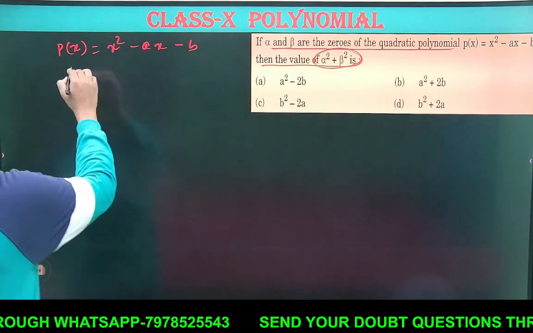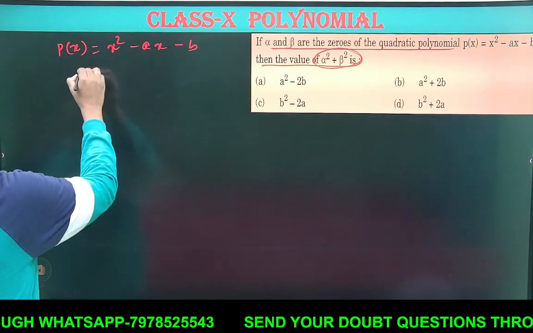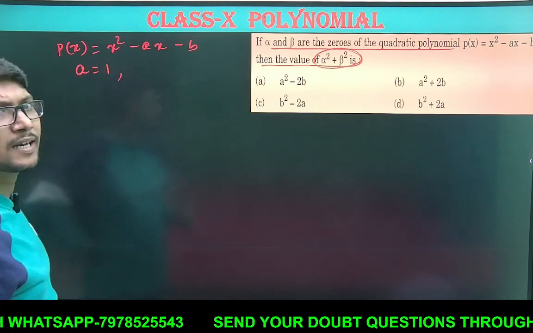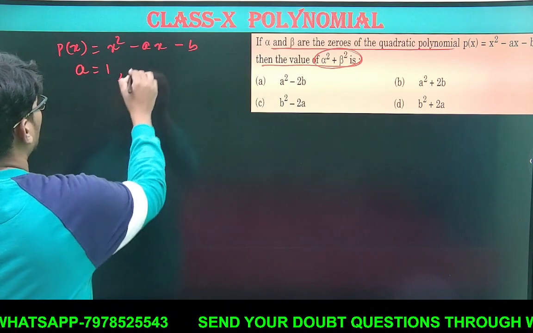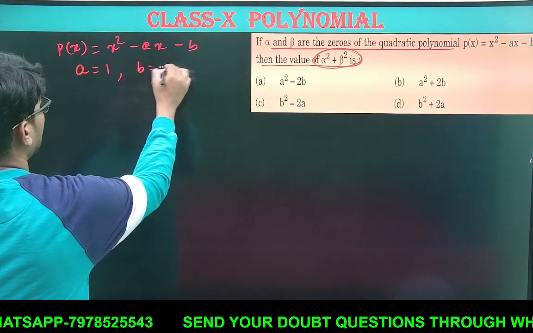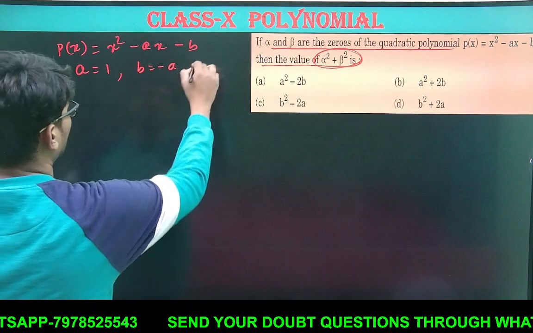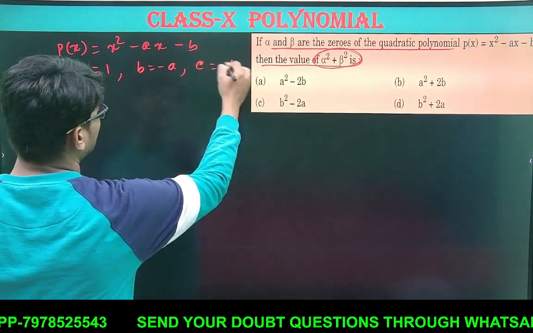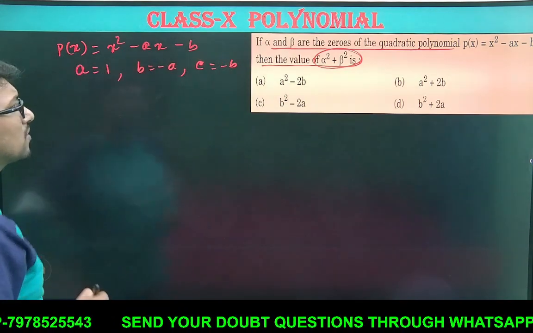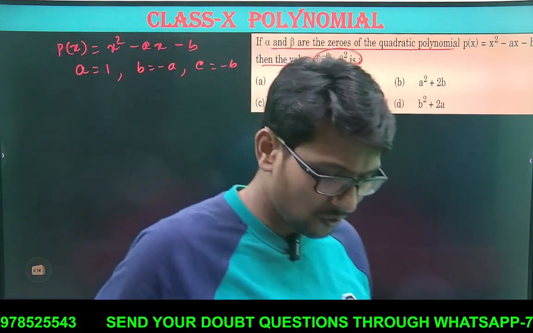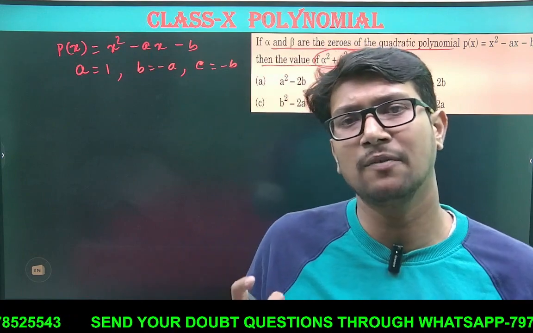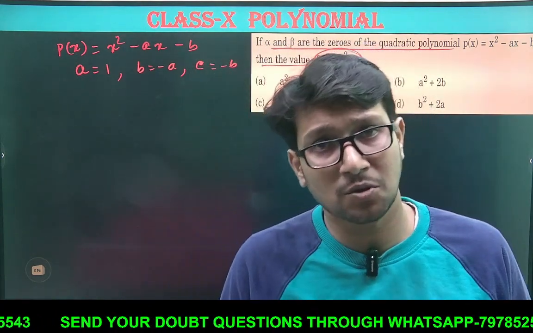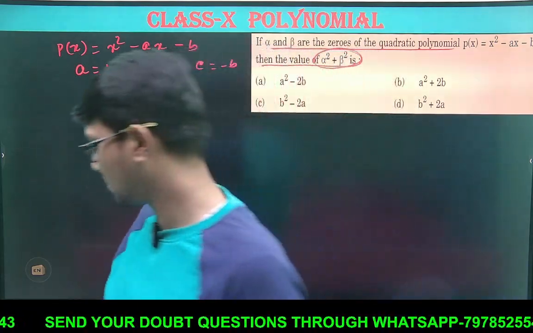Now here, what is the coefficient of x square? Coefficient of x square is 1, that is a generally we are taking, the coefficient of x is minus a, and the coefficient of the constant term is how much? Minus b. So as per this information, we are going to find alpha square plus beta square. That's why I said you have to find the product of zeros as well as the sum of zeros.